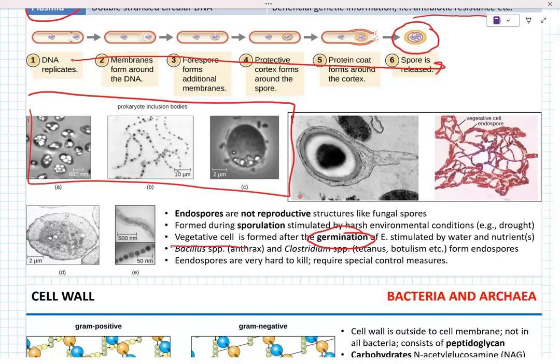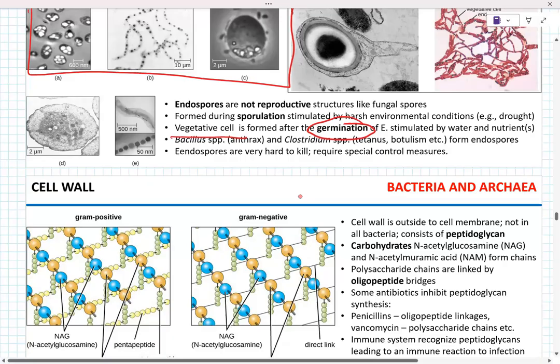So sporulation is the formation of endospore, germination is the emergence of vegetative cell from an endospore. This is clinically relevant because a lot of human pathogens form endospores. Okay? Sounds good?